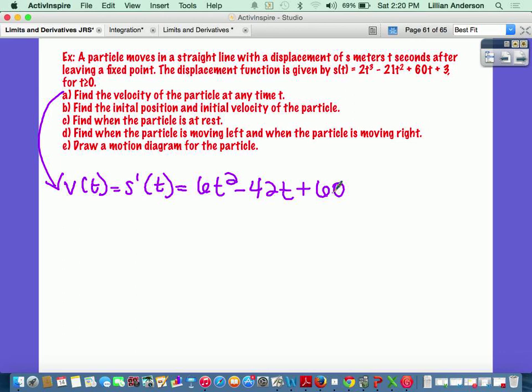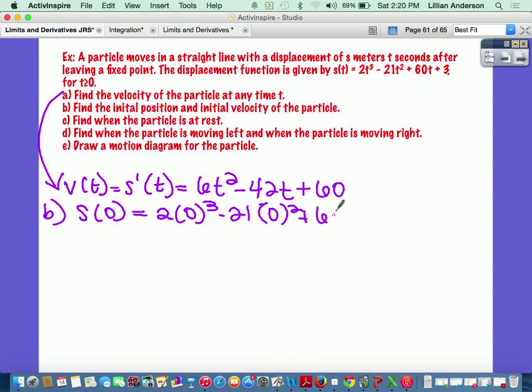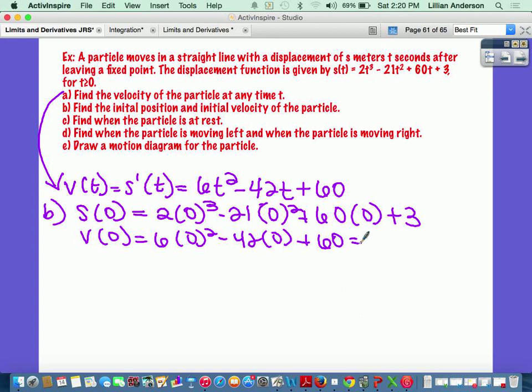Now for part B, we have to find the initial position and initial velocity of the particle. Remember, initial position is when t is 0. So we plug in 0 for t into our s function to figure out the initial position, and then we plug 0 into velocity to find our initial velocity. We find that our initial position is 3 meters, and our initial velocity is 60 meters per second.